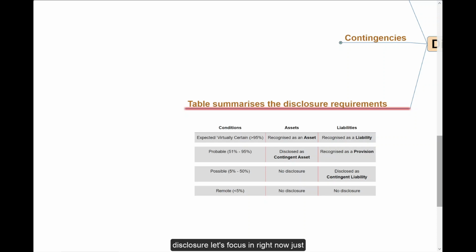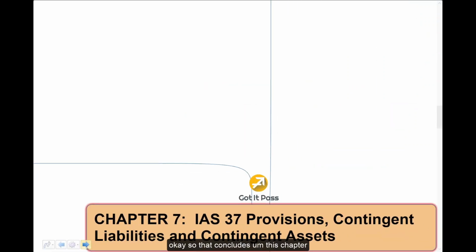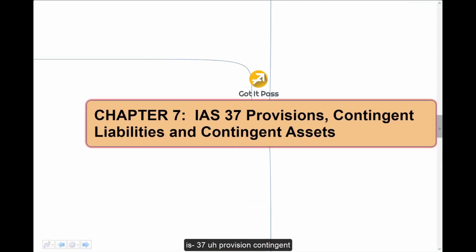Let's focus in right now just on the basics, and let's learn the balance of the information up and above a pass mark from doing the questions. This is quite a lot of information to learn right now. You might get confused. If you just understand, at this point, just basic definitions and basic treatment, I think we're good to go. Okay, so that concludes this chapter, IAS 37, provisions, contingent liabilities and assets.